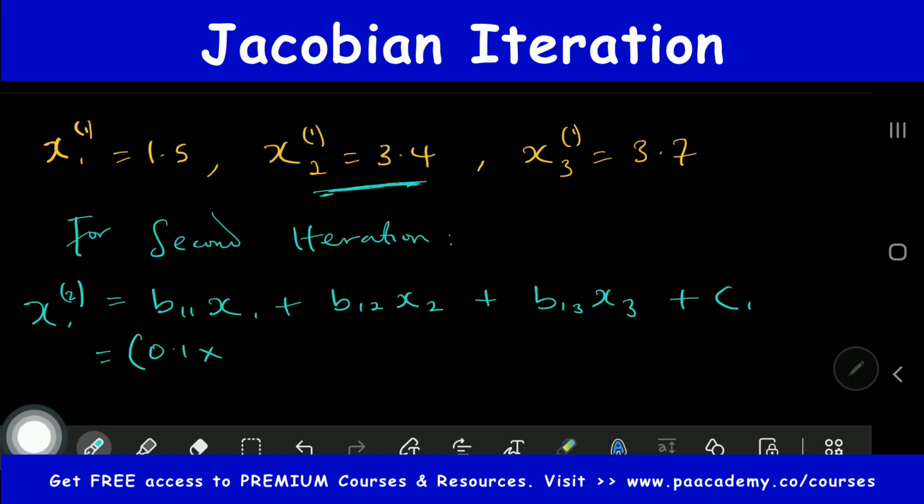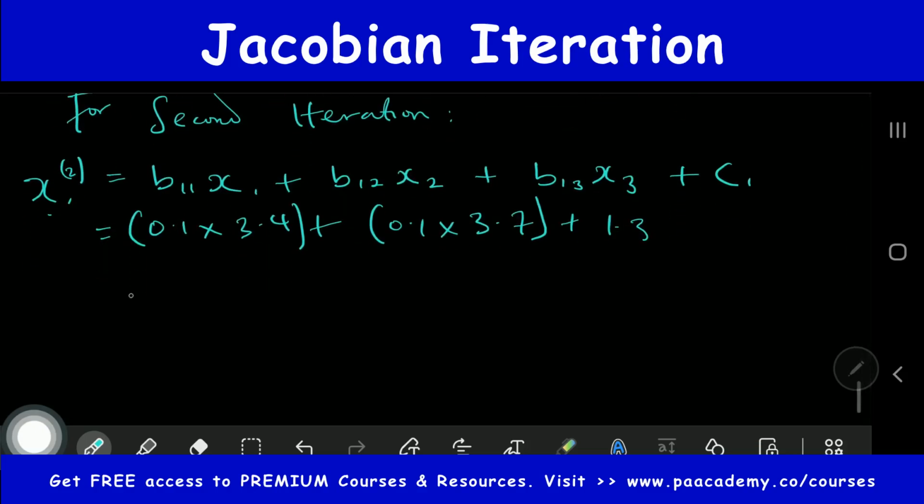But if you are solving it and you are getting a new value for x1, you are not going to use it in the subsequent steps. Your new value for x1, you are not going to use it when calculating for x2. I hope that makes sense. All right, so b12 x2 now will be 3.4. Then plus b13 is also 0.1, so that will be 0.1 times our x3, which is this 3.7, plus c1, 1.3. So if you do this correctly, you're going to be getting 2.01.